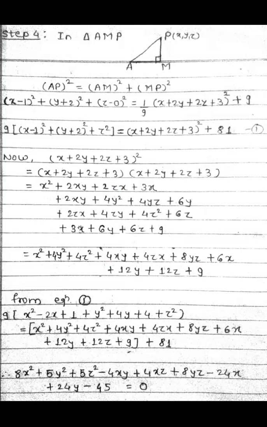So look at the next step, it is opening here x minus 1 bracket square and y plus 2 bracket square and z square as it is. And on the right hand side, we put the value obtained. And now after simplifying all the terms, you will obtain the right circular cylinder. Got it, all of you? Now take one more example to understand this topic again.